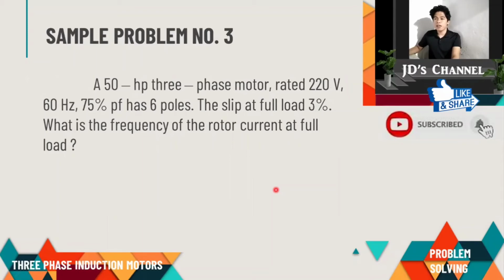A 50 horsepower 3-phase motor rated 220 volts, 60 Hz, 75% power factor, has 6 poles. The slip at full load is 3%. What is the frequency of the rotor current at full load? So tinatanong natin dito, classes, yung ating rotor frequency.